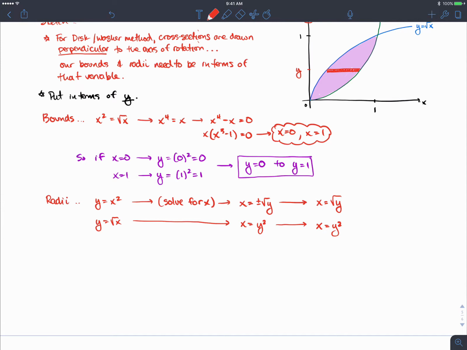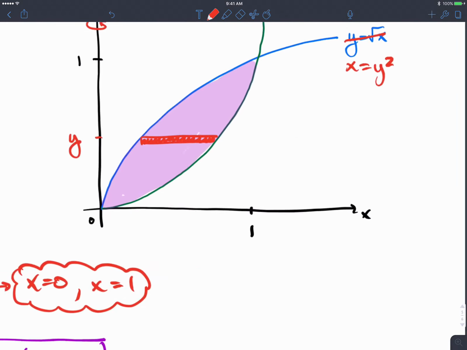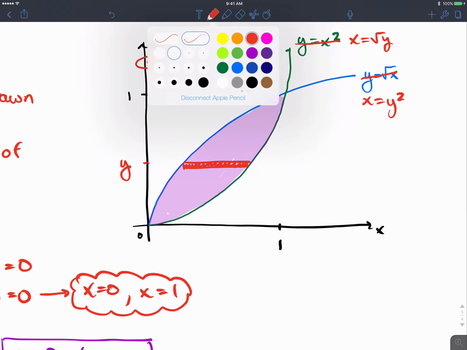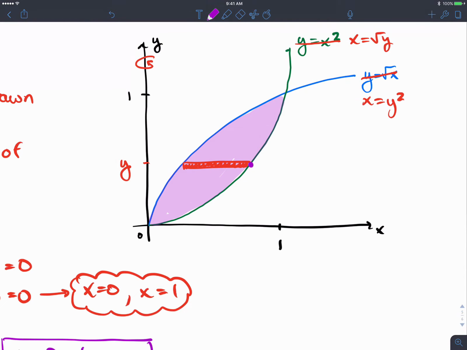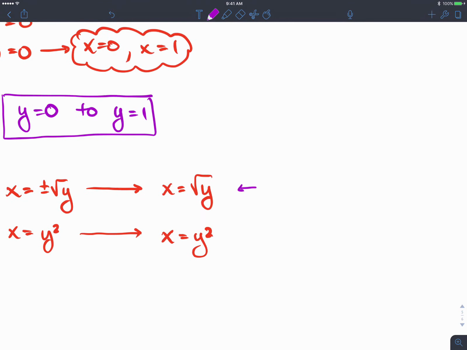Now, which one is our outer and which one is our inner? Well, if we go up here and we change these, so this is going to be x equals the square root of y, and this is going to be x equals y squared. The curve that is furthest away from the axis of rotation, the y-axis, is going to be this curve right here, x equals the square root of y. So this is going to end up being our outer radius, big R of y.